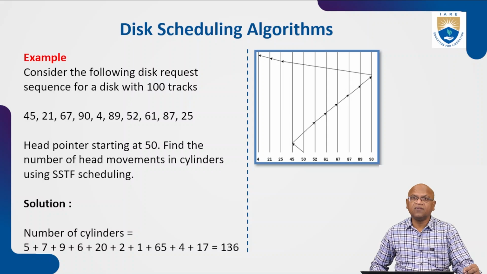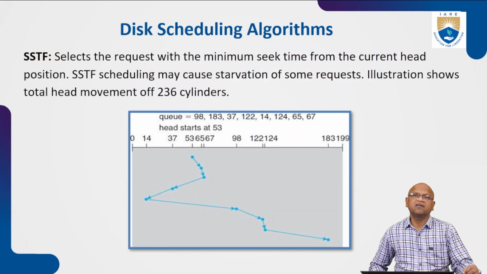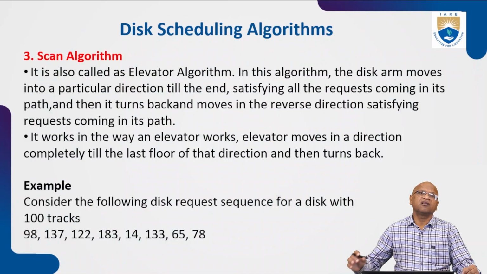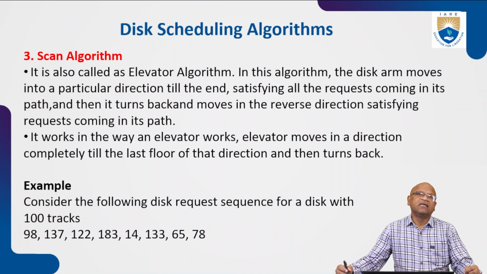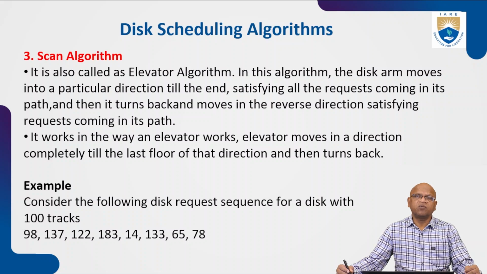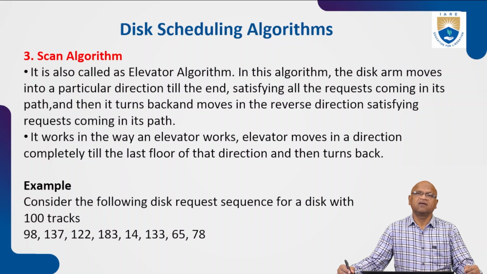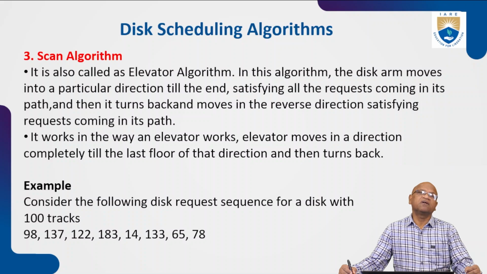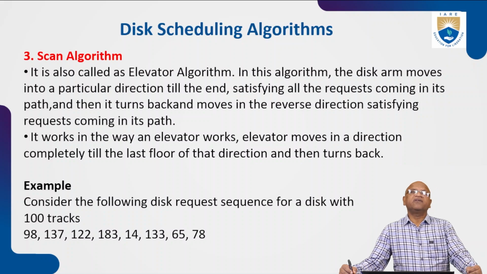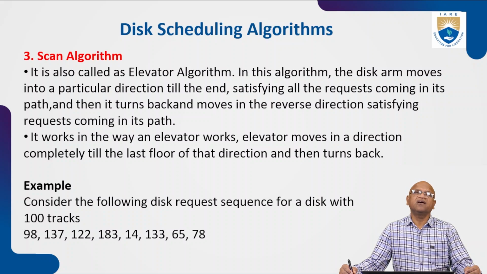Like this, we have discussed it, and now the next scheduling algorithm is the SCAN algorithm. It is also called the elevator algorithm. In this algorithm, the disk arm moves in a particular direction till the end, satisfying all the requests coming in its path, and then it turns back and moves in the reverse direction, satisfying the requests coming in its path. It works the way an elevator works. An elevator moves in a direction completely till the last floor of that direction and then turns back.